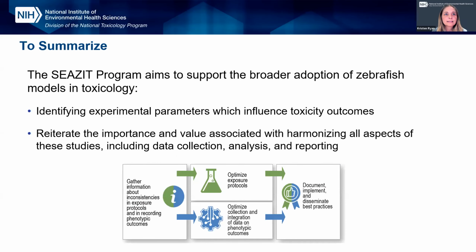So last slide, I just want to summarize that our group here at the NTP aims to support the broader adoption of zebrafish models in toxicology. We want to do this by identifying which experimental parameters have an influence on tox outcomes, but also reiterate the importance and the value of harmonizing all aspects of these studies, including collection, analysis, and reporting.